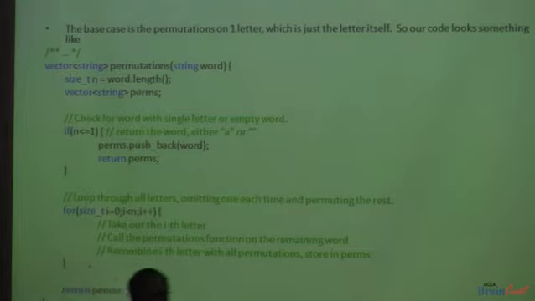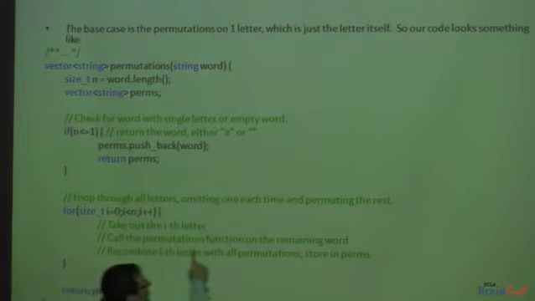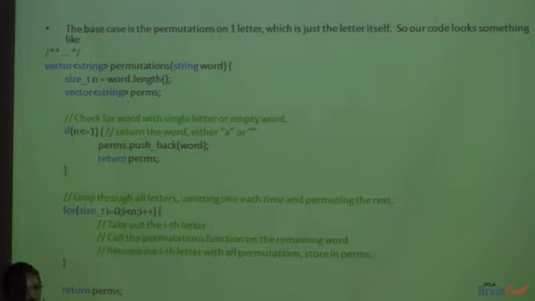Now, if you have 2 letters, for example, or more letters, then what do you do? Well, you loop through all letters, omitting one each time and permuting the rest. So you take out the ith letter, as we showed in our earlier example. Take out the ith letter, call the permutations function on the remaining word. That returns a vector of strings consisting of all possible rearrangements of the remaining letters. And then recombine the ith letter with all of those permutations.